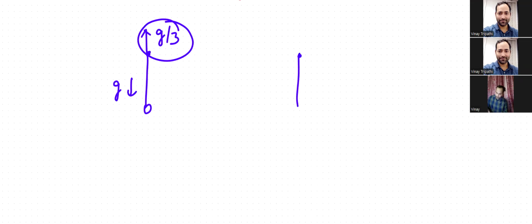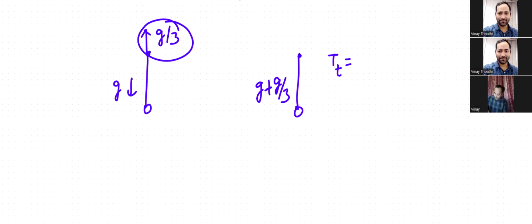So what would be g plus g by 3? Okay, so I can bring in the concept of g effective, but I will not do that very quickly, because here let's find the tension at the top. Let's try with the approach that I have followed earlier.